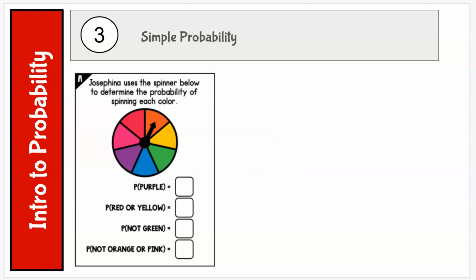So let's think about that. If I'm predicting the probability here, Josephina is using the spinner below to determine the probability of spinning each color. So the probability of purple. Let's figure out, first of all, what is our total? We always need to find the total outcomes like we did on our tree diagram. Total outcomes are 1, 2, 3, 4, 5, 6, 7. So our fraction should be something over 7.